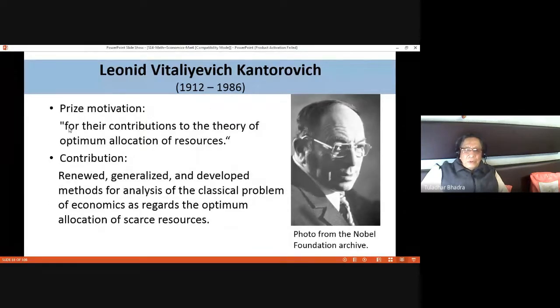The Nobel Prize was for their contribution to the theory of optimum allocation of resources. His contribution was renowned, generalized, and developed methods for analysis of classical problems of economics as regards the optimal allocation of resources. This is a photo from the Nobel Foundation.